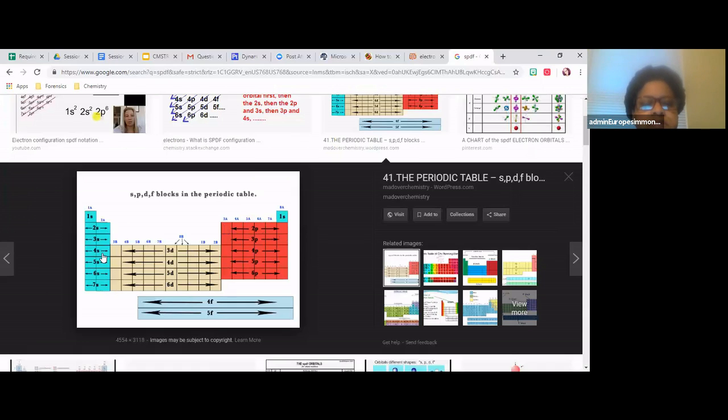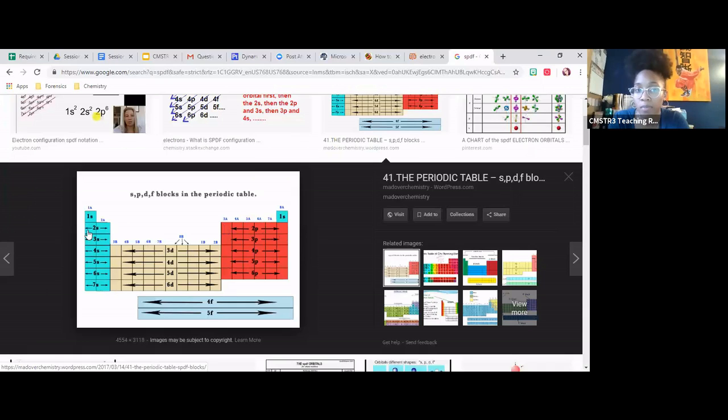The number of elements is also how many squares are in that particular section. The S block is only 2 elements across. That's why it only holds 2. The P is 6 elements across, which is why it holds 6. If you counted the D, it would be 10. And if you counted the F across, it would be 14 elements across.